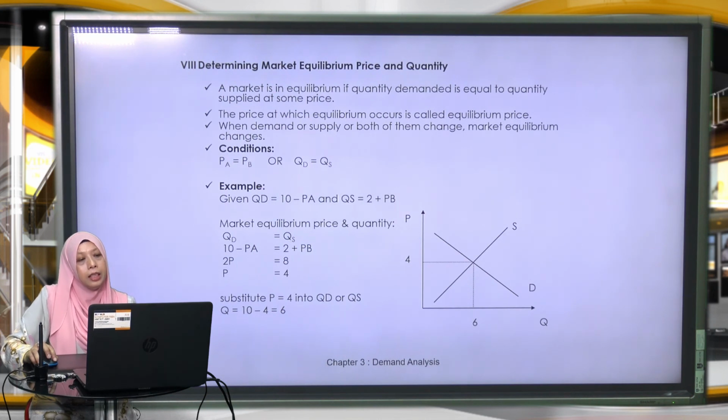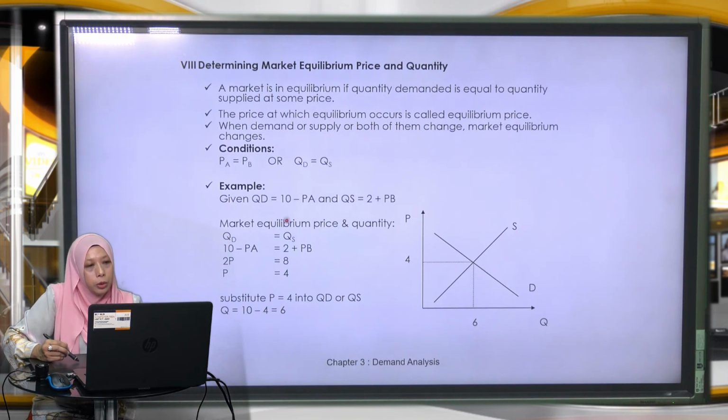Let's say you have quantity demanded represented by 10 minus PA, and quantity supplied equals 2 plus PB. If you want to find the market equilibrium price and quantity, remember that at the market, quantity supplied equals quantity demanded. So you need to equate the two equations: QD equals QS. QD is 10 minus PA, and QS is 2 plus PB.